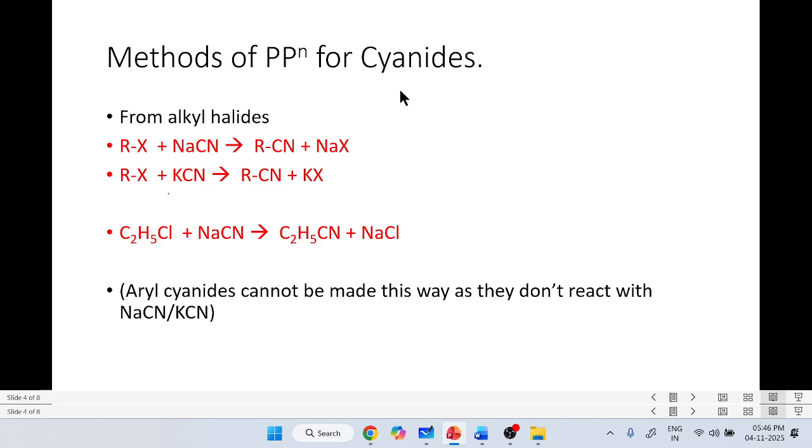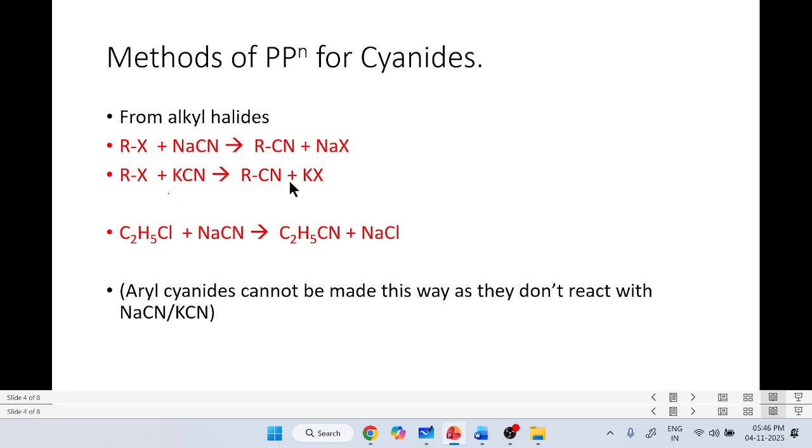So now, what are the methods of preparation? We are looking at some of the methods of preparation for cyanides. From alkyl halides: you can take an alkyl chloride, bromide, iodide, etc., and treat them with sodium cyanide or potassium cyanide, very poisonous compounds. You have to be very careful in handling them, and you get the corresponding alkyl cyanide.